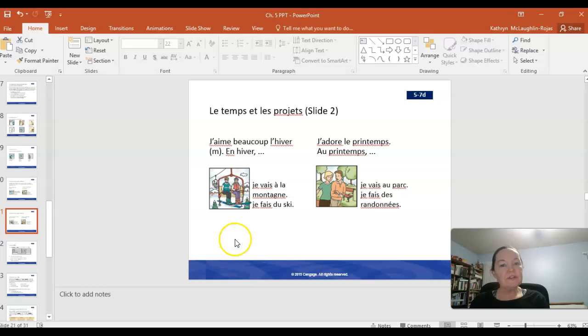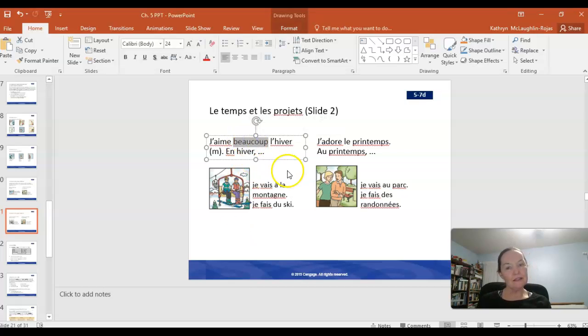Okay, and we can do the same thing with the two remaining seasons. Okay, I can say j'aime beaucoup l'hiver, and notice that this time we've added in an adverb here, beaucoup, a lot. Oh, I really like winter. J'aime beaucoup l'hiver. En hiver, je vais à la montagne, so I go to the mountains. Je fais du ski, I go skiing.